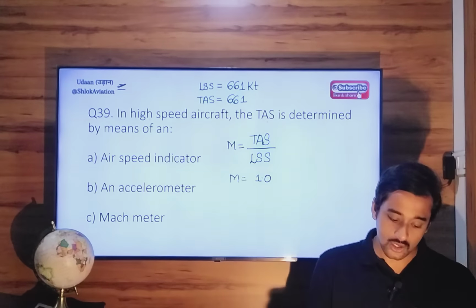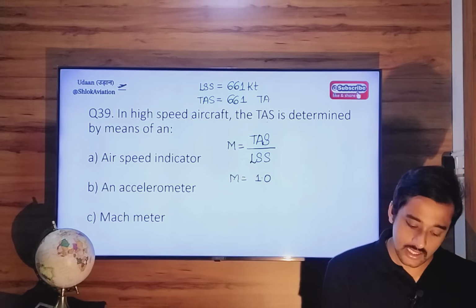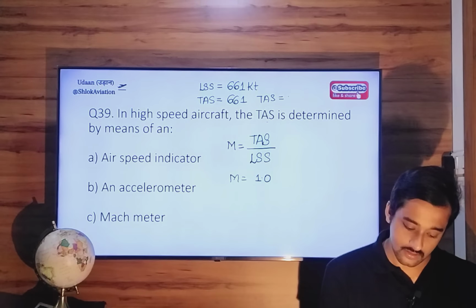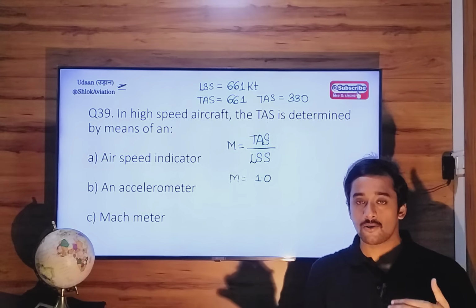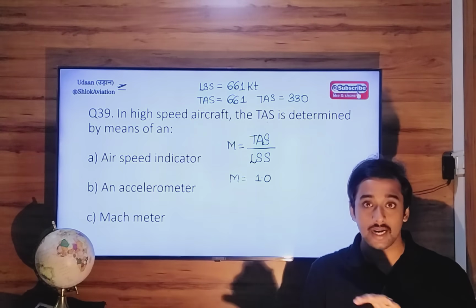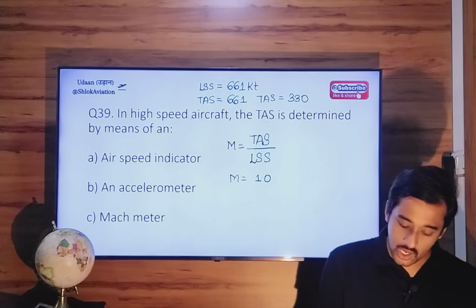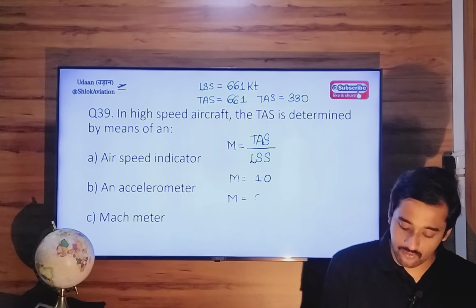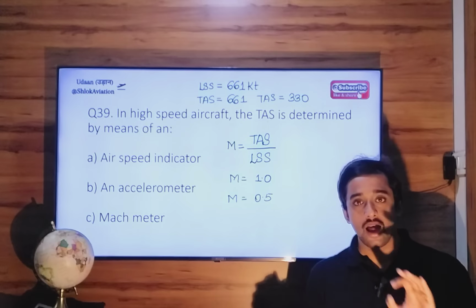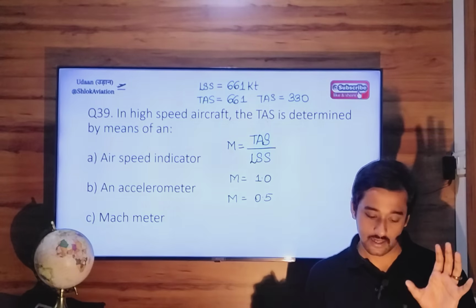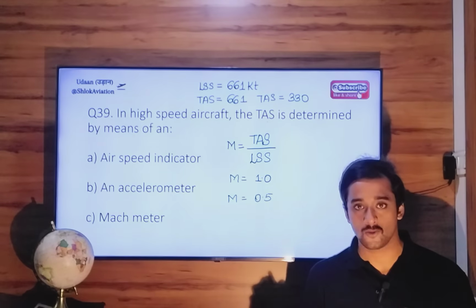Now let's say the true airspeed of your aircraft is half of 660, somewhere around 330. That means it is half of the local speed of sound, half of 661 knots at ISA mean sea level. So your Mach number in that case will be 0.5. Half of 1 is 0.5. That means you're flying at a true airspeed of half the local speed of sound.